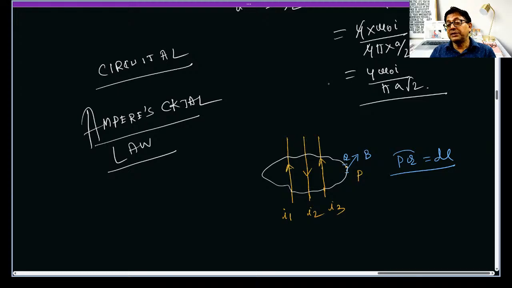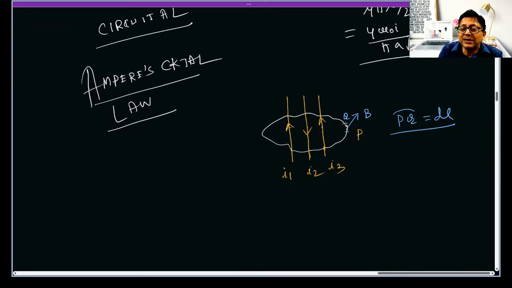Okay, we are going to state the law first, and then we will find the application. Here PQ is dl. The resultant magnetic field at the position of PQ is B, and the angle between PQ, this elemental part, and this direction of magnetic field be theta.